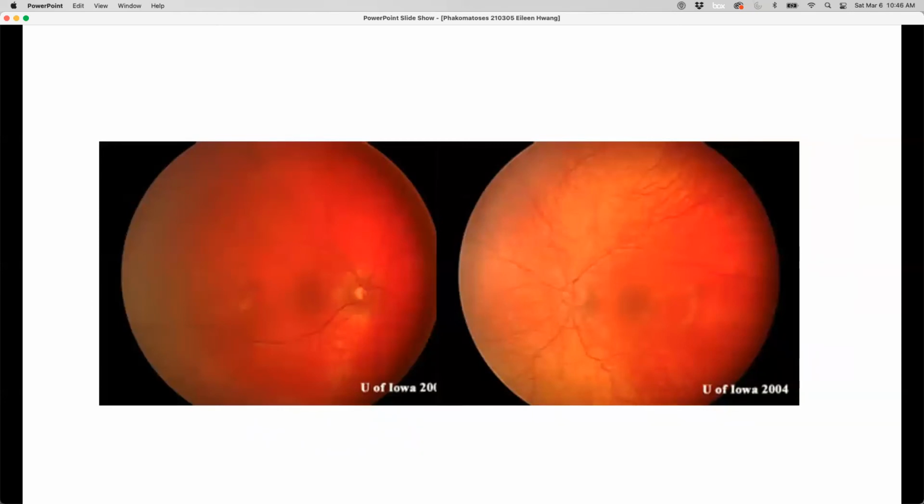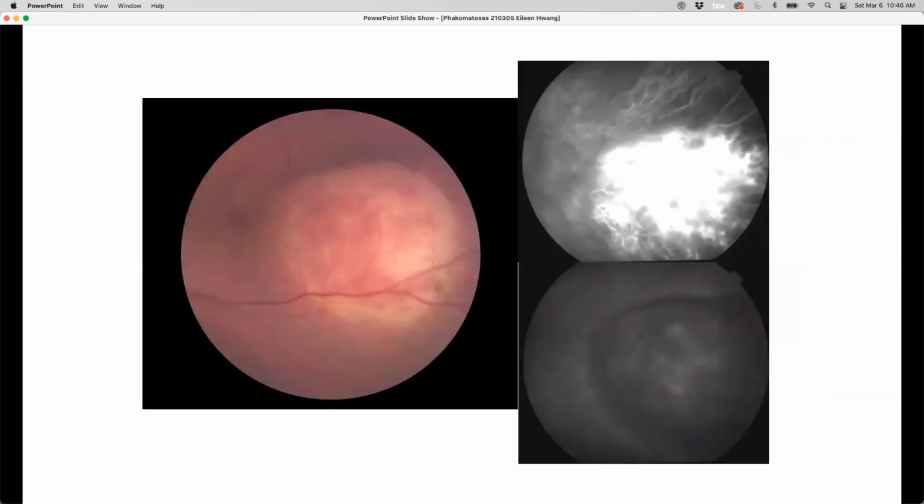This looks like ketchup fundus in Sturge-Weber. Yeah, exactly. So a diffuse choroidal hemangioma. How about what kind of lesion do you think this is? This isn't what you would see in the neurocutaneous syndromes. I just threw it up for comparison to the last one. It almost looks like retinoblastoma.